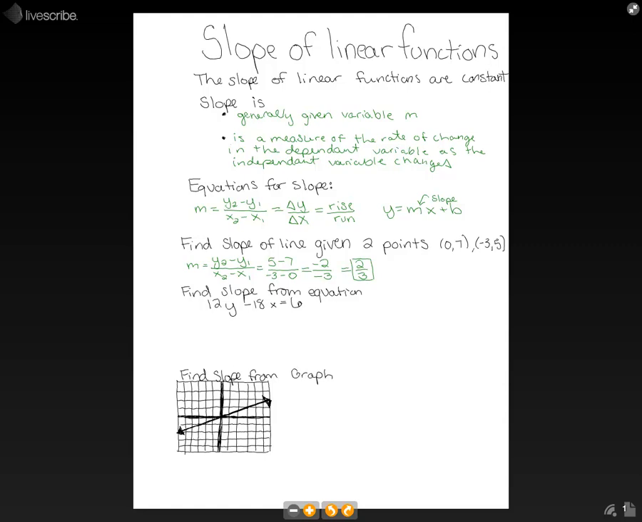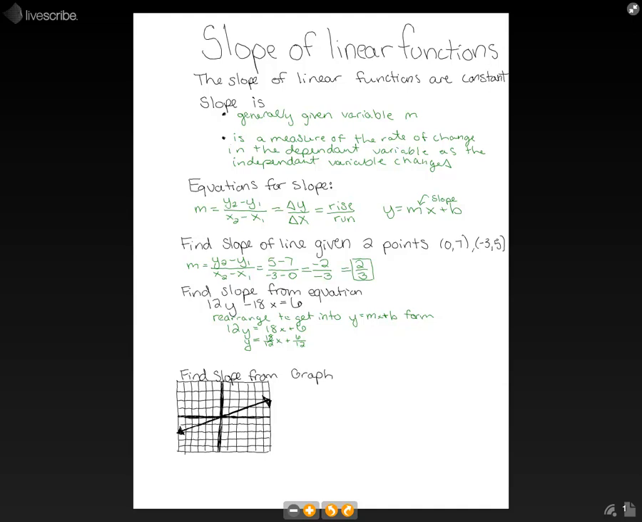So first we're going to move our x over to the other side of the equation. So when we do that, we just need to add 18x to both sides. So we'll have 12y equals 18x plus 6. Now to get y by itself, we just need to divide both sides by 12. So y equals 18 divided by 12 x plus 6 divided by 12.